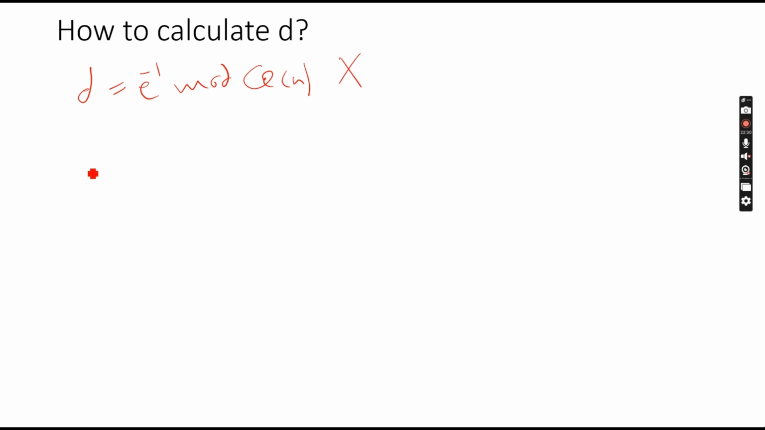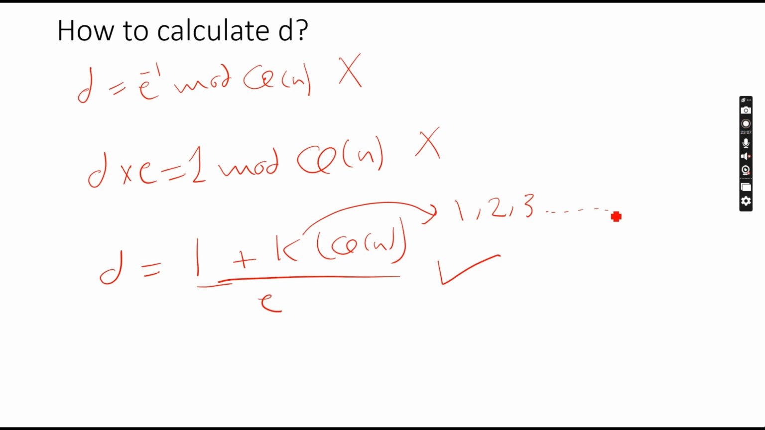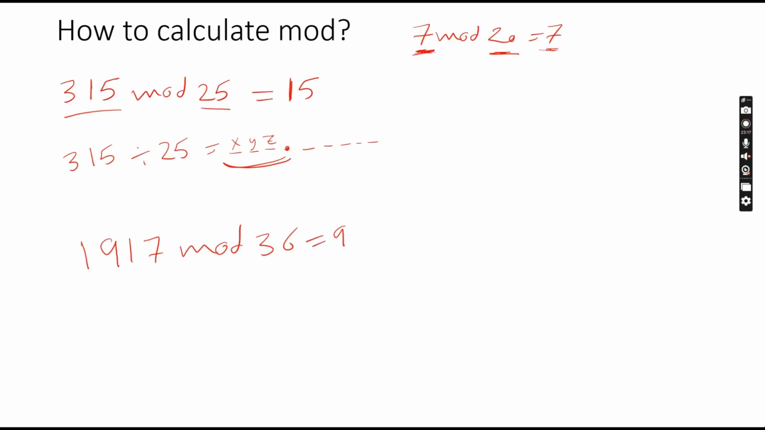I can find it, but it takes a lot of time, and this is not useful, especially in the exam. The second equation is D multiplied by E equals 1 mod theta of n, and this one is hard to find. The last equation is D equals 1 plus k theta of n, over E, and this one is easy, where k equals 1, 2, 3, infinity, until I find what? Until I find the result with a whole number, no decimal points. Okay.